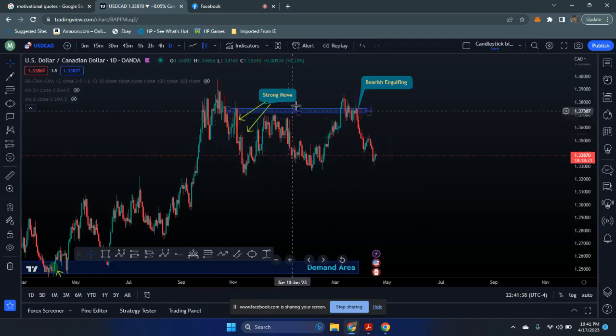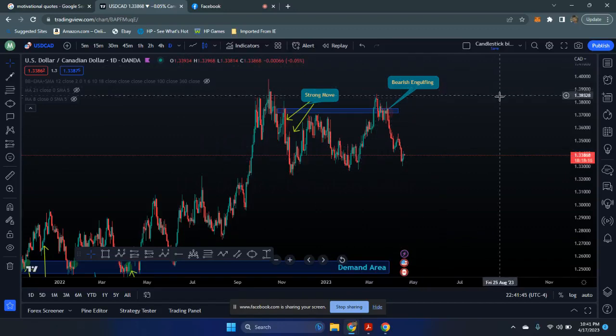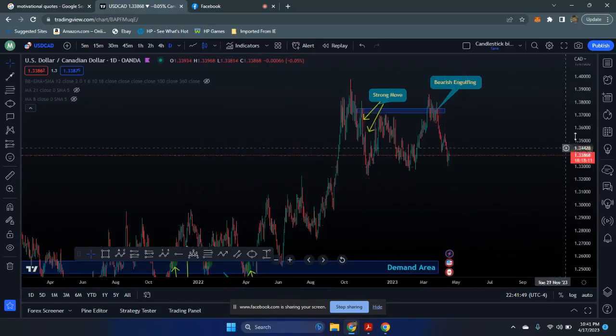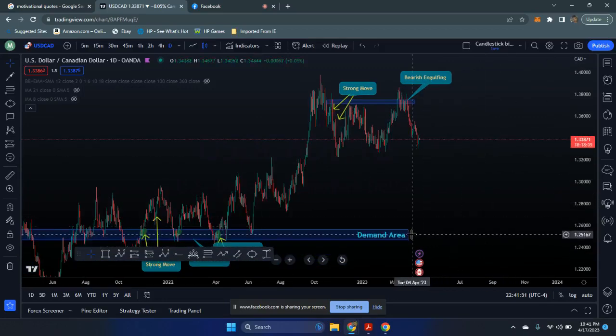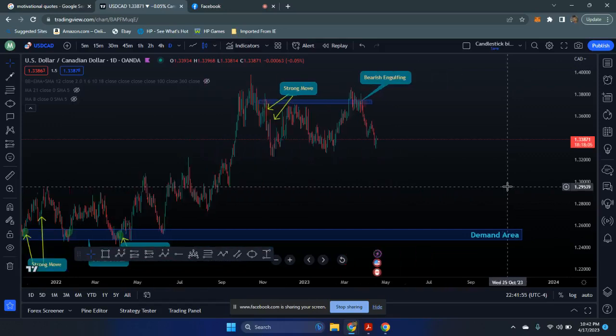We don't need an arrow for that. Alright, so I'll catch you guys on the next one. Also, just looking at, so will this mean that USD CAD will potentially go down more?